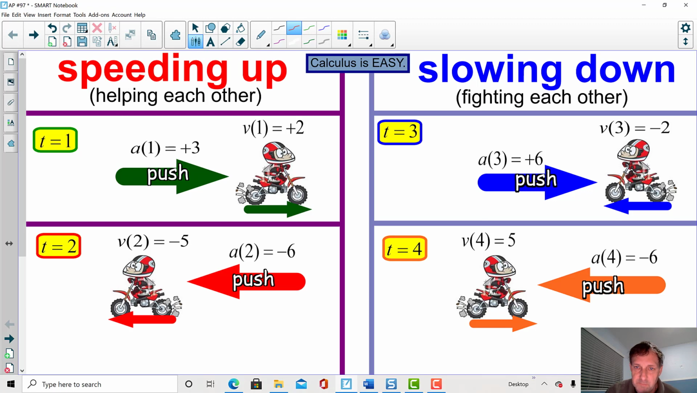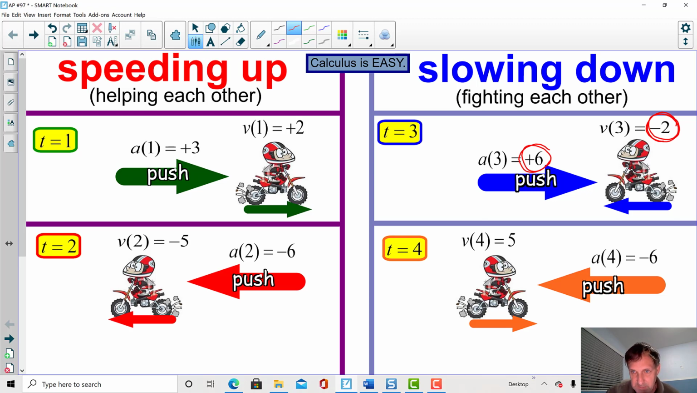Now our second example over here on the right side would be slowing down. So instead of them helping each other because they're going in the same direction, they're going to be fighting each other because they're going to be going in opposite directions. So for our first example, when t is 3, if your velocity was negative, that means you're traveling to the left. But if your acceleration is positive, that means the acceleration is to the right. So it's going to be fighting against the velocity of the motorcycle.